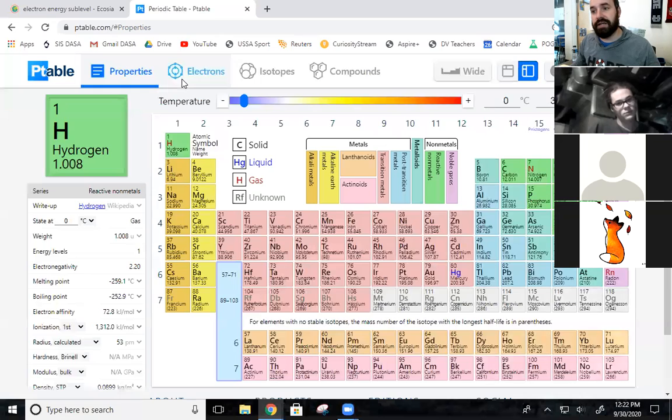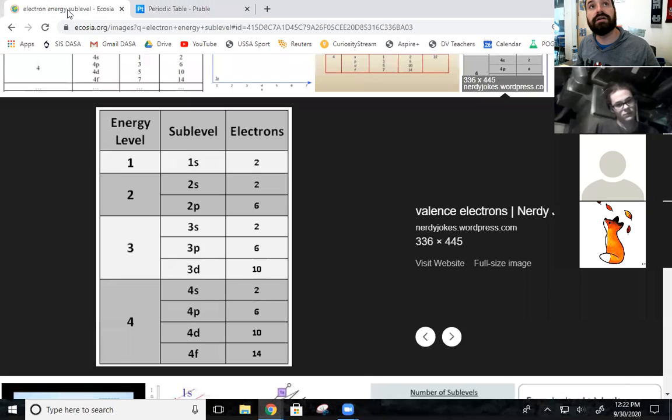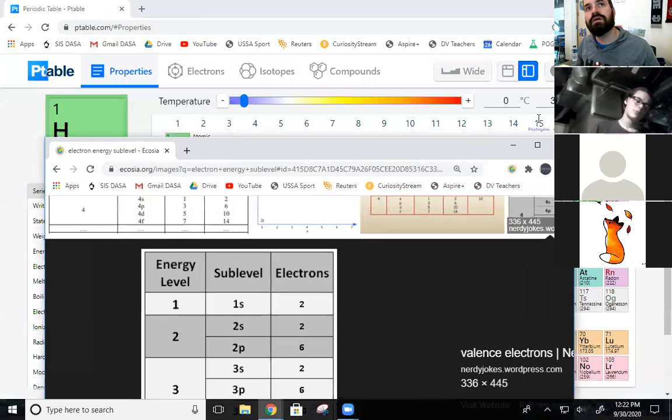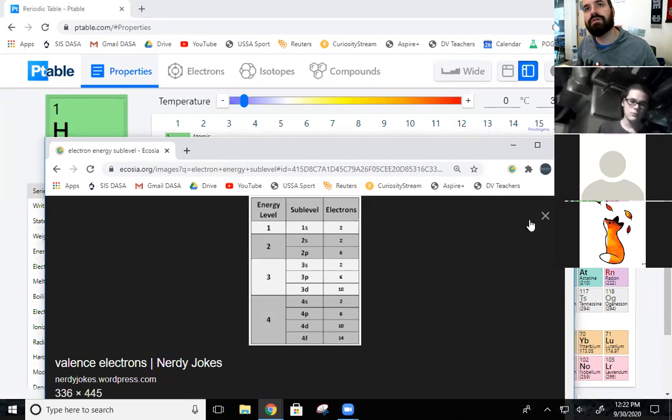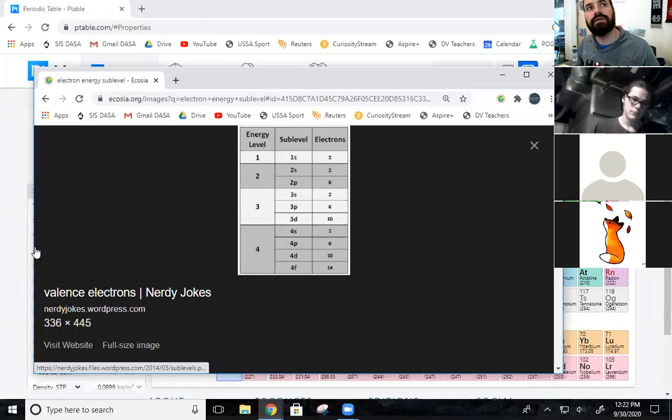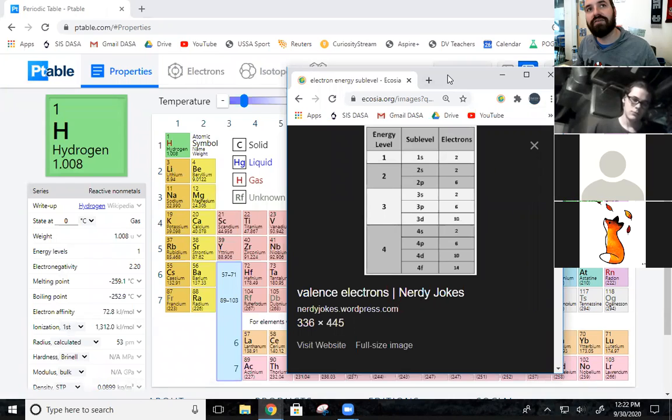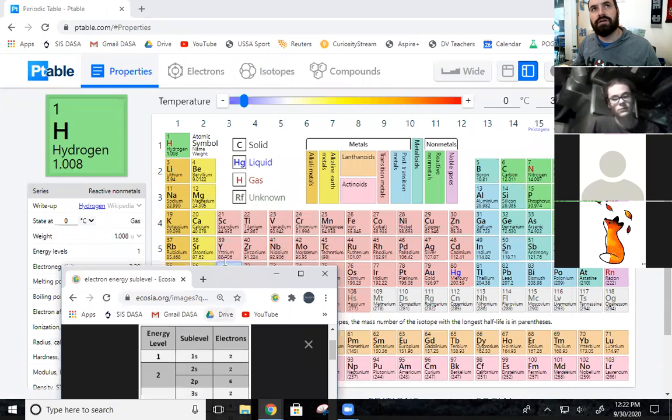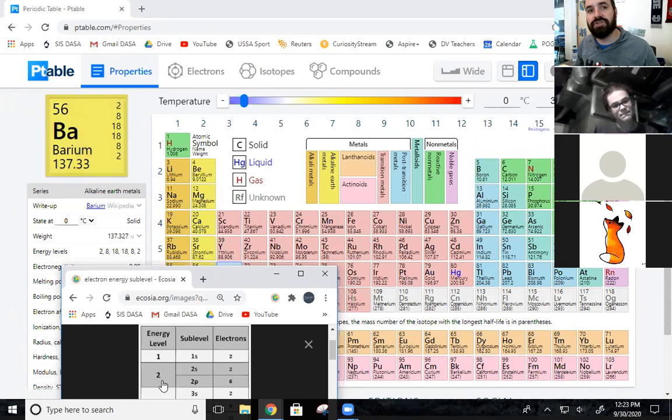Okay, so let's look at this, all right? We're going to make this small, maybe. If I can do it. Okay, so if we look at this, energy level 1, sublevel 1s, we have 1 electron, 2 electrons. Okay? Energy level 2, 2s, 1, 2. Right? And then 2p, 1, 2, 3, 4, 5, 6.